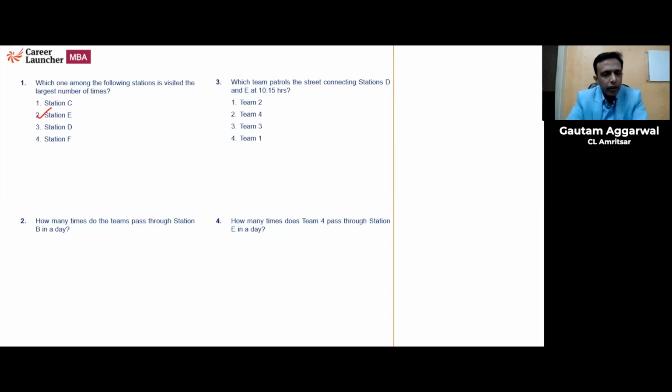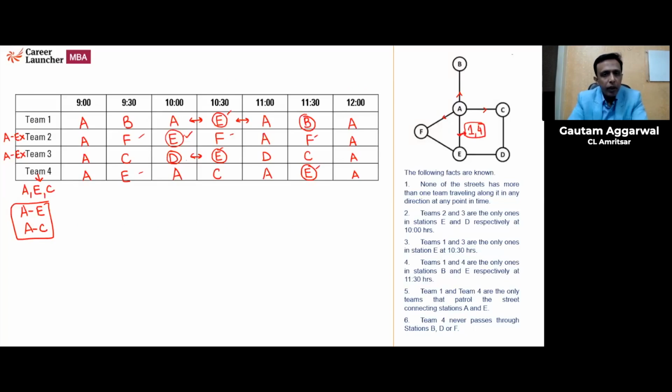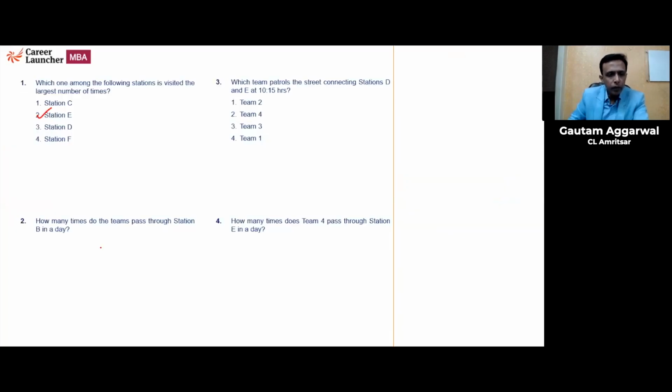The second question asks, how many times do the teams pass through station B in a day? Station B was assessed only by team A, and the correct answer would be 2.